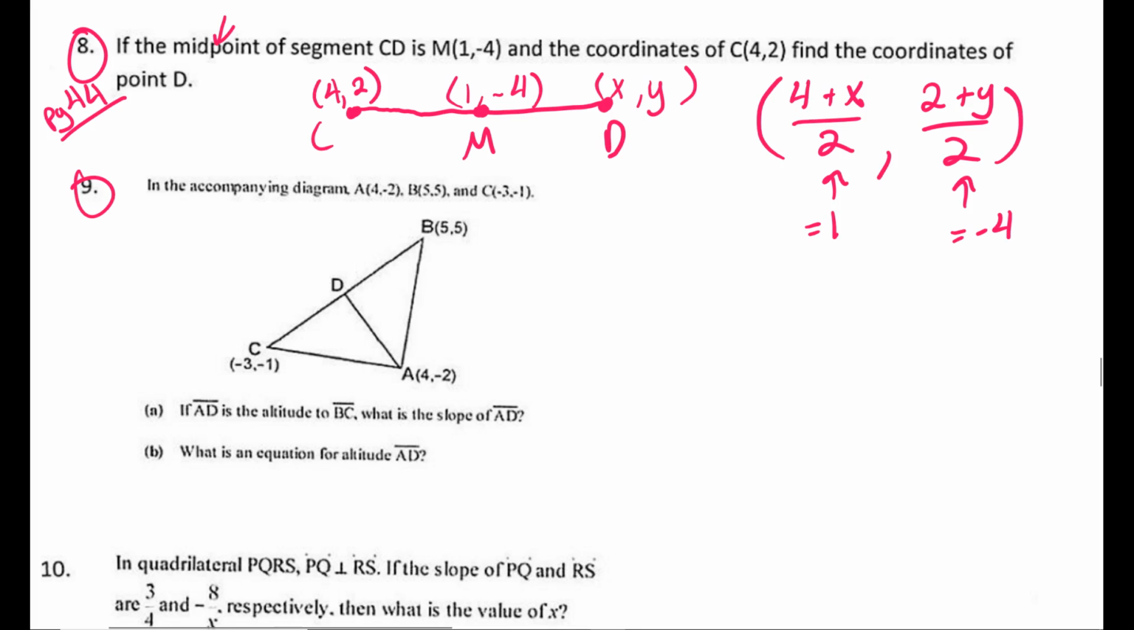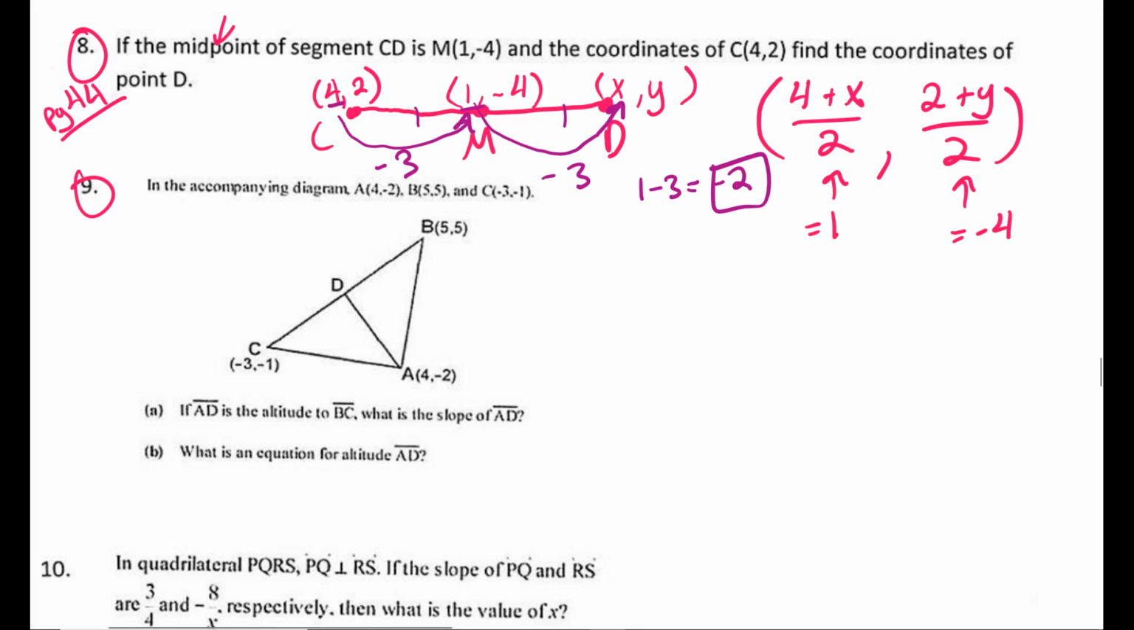But there's a little bit of an easier way to go about this if you look for the patterns. So the way I do these is I look at my x coordinates, and from 4 to 1, I went down 3. So if a midpoint creates two congruent parts, to get to my other x coordinate, I would also have to go down another 3. So 1 minus 3, my x coordinate would have to be -2.